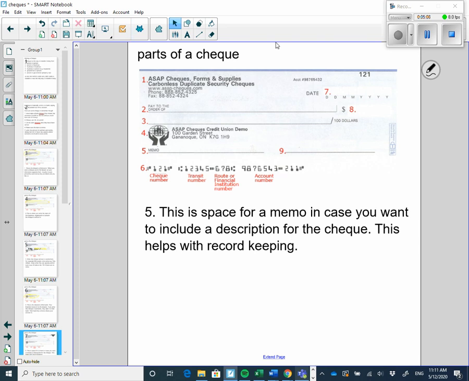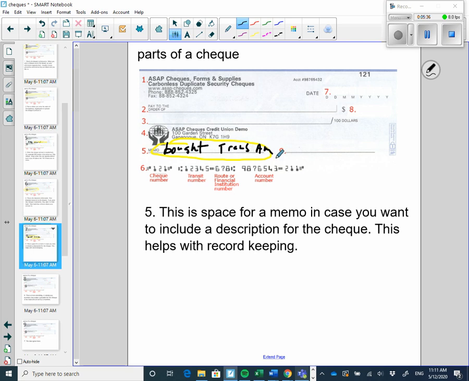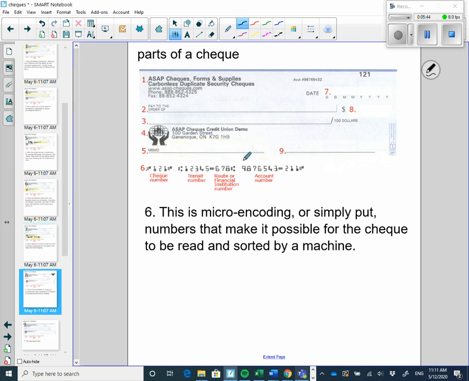Part 5, right down here. This is a space for a memo. So there's a little blank line right here, and that just allows you a spot to write something. So for example, if I wrote a check for a car, bought a Trans Am or a Corvette, whatever I happen to buy, you can fill that in there, and then you know what that check is for when you get it in your records. When you write checks, generally the bank will send them back to you for you to keep as a sort of proof that it's been paid. Nowadays, it's mostly electronic, just an email.